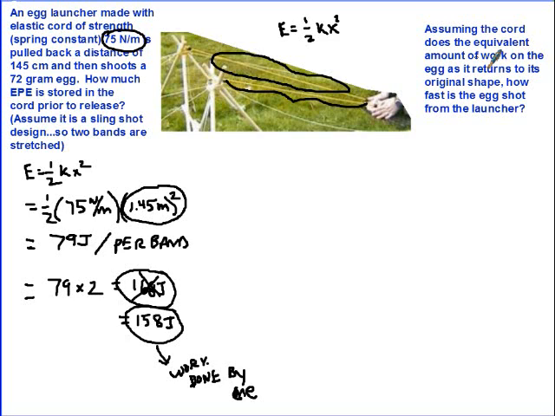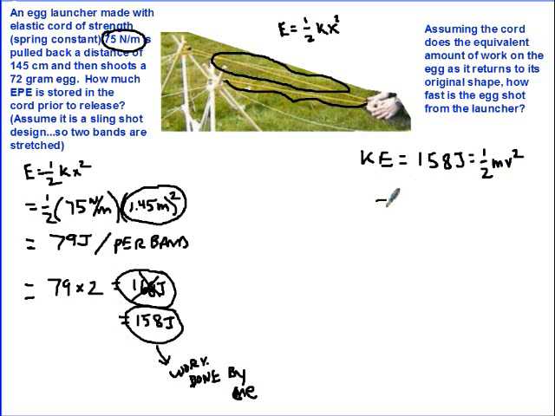Now, assuming the cord does the equivalent amount of work on the egg as it returns to its original shape, just how fast would that egg get shot out from that launcher? So you just stored energy in those cords. Well, that energy can go back out into the egg as the egg launcher launches that. So let's go ahead and set the kinetic energy of the egg equal to the work that I did in pulling back those bands. Well, that would be equal to 1/2 mv squared, since it starts from rest. And I'd like to just solve that for the velocity of that egg.